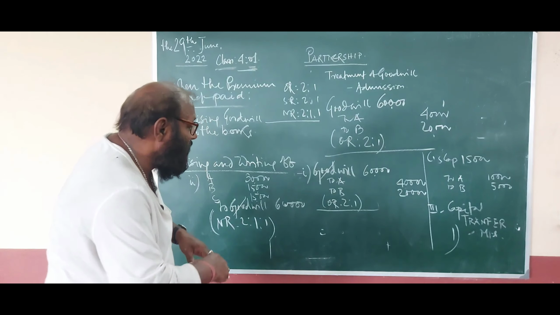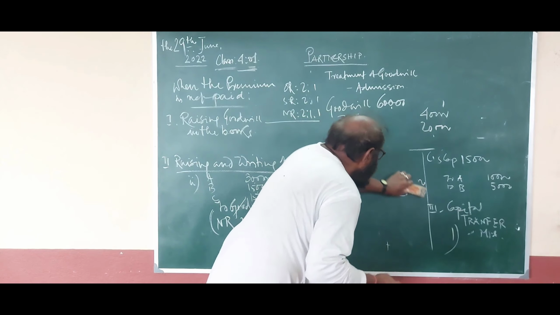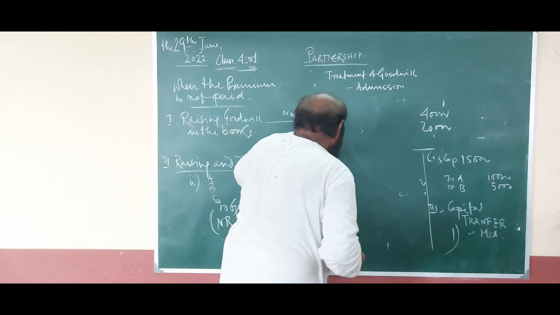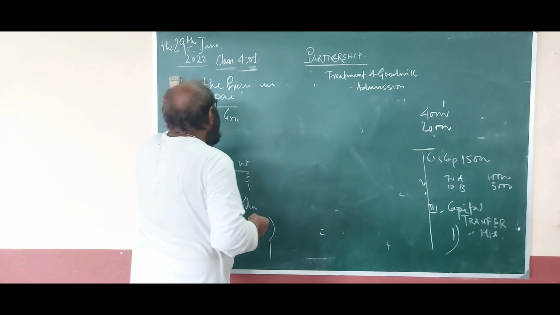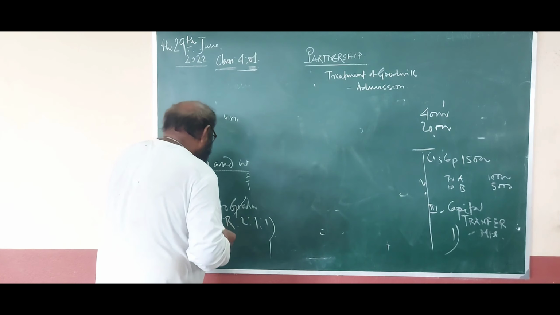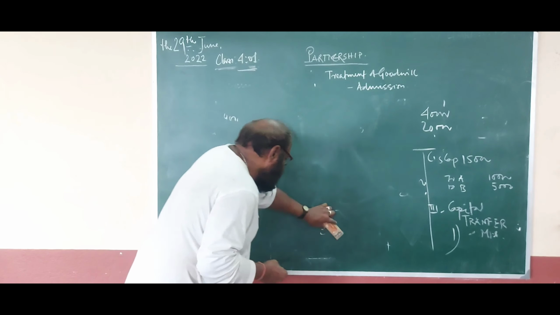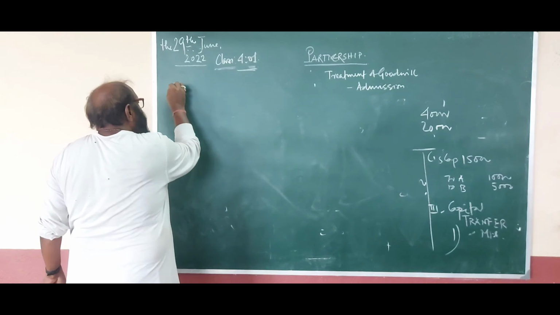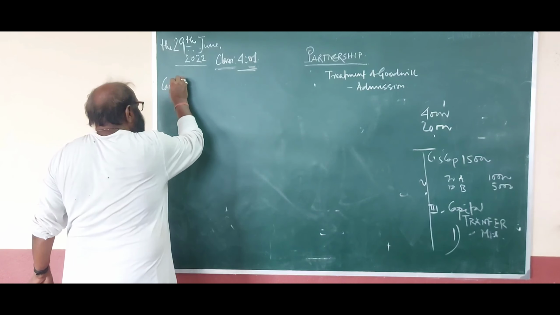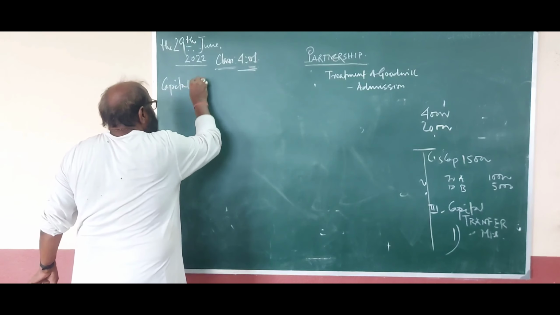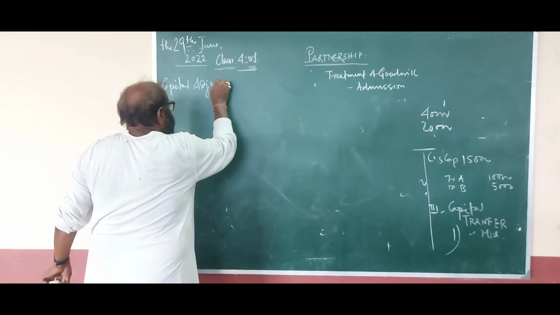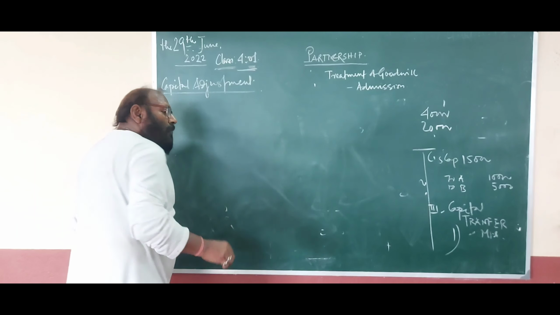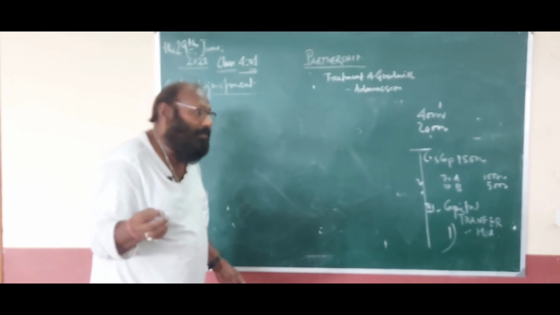Now I am making workings for the capital transfer method. How would you affect the capital transfer method? That should be clearly borne in mind, friends. Keep this well in mind. For capital transfer, you make a capital adjustment. That is the third method of treatment of goodwill when the new partner fails to pay the premium.